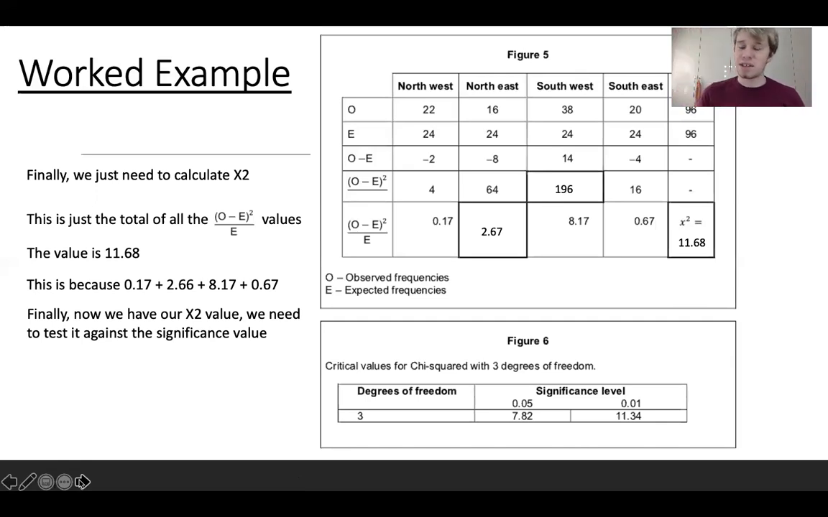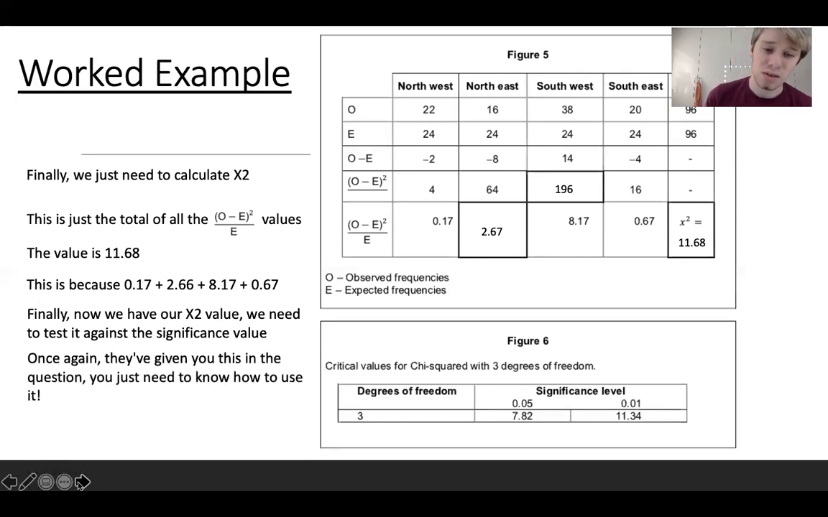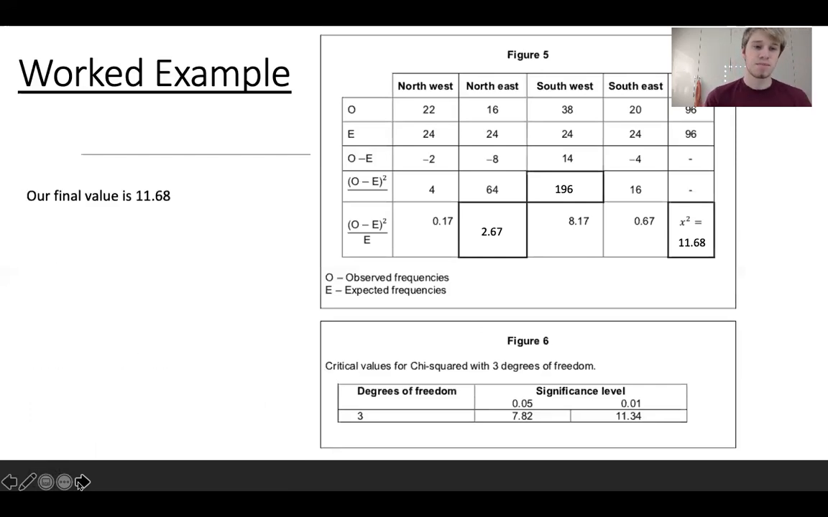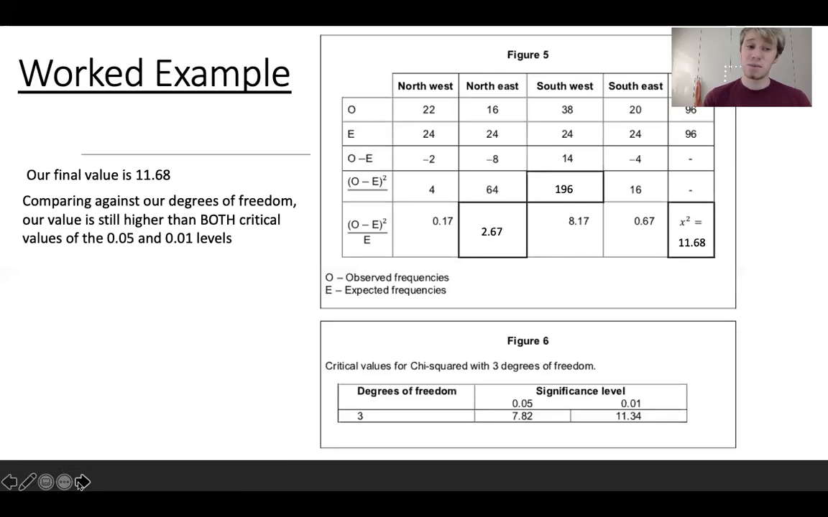If you're worried, the bits that you get for the final marks won't take you very long to write, and we'll show you what you write for the next bit. Please just be aware of this figure 6 that we've got here for your degrees of freedom. That's going to come into play in a second. Once again, you're given this in the question, you just need to know how to use it. So our final value is 11.68, and comparing this against our degrees of freedom, our value is higher than both the 0.05 and the 0.01 level. Thankfully, they've only given us the 1 degree of freedom that we need.